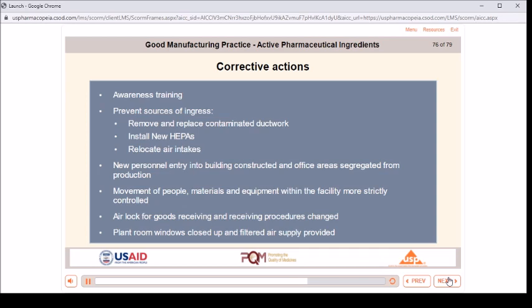6. An airlock was constructed for the goods receiving area, and all materials were received in outer plastic wraps, which were wiped down before being taken into the warehouse, or were removed from their outer containers. All outer containers and plastic wraps were removed prior to materials being transferred to production. 7. The plant room windows were closed up, and the plant room was provided with a filtered air supply.